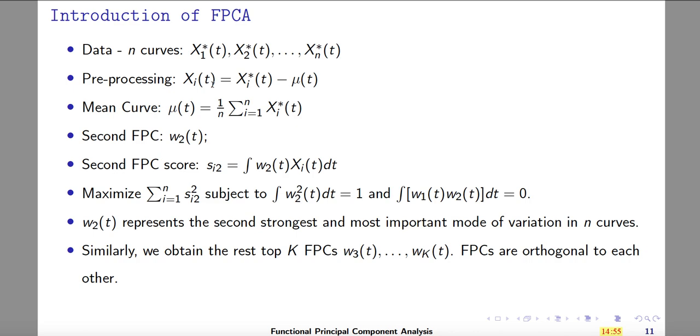Yes, those are very good questions. In that case, we actually have a multivariate version of FPCA. You can do that. We will introduce this in our next lecture. Good question. Any other questions?